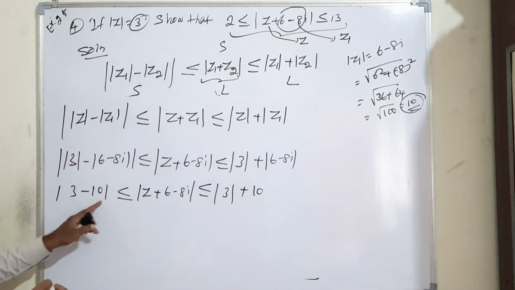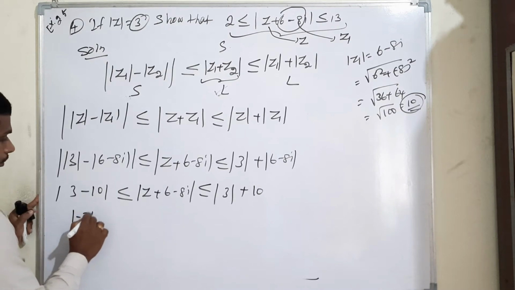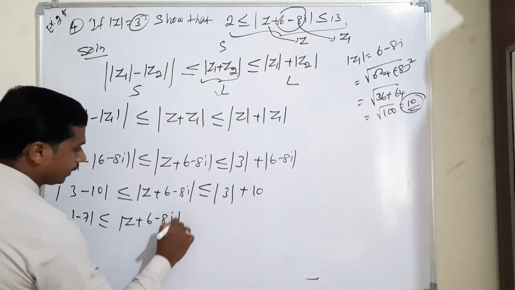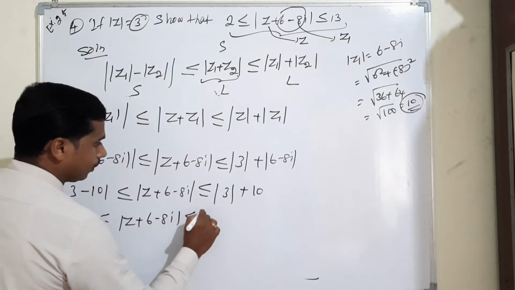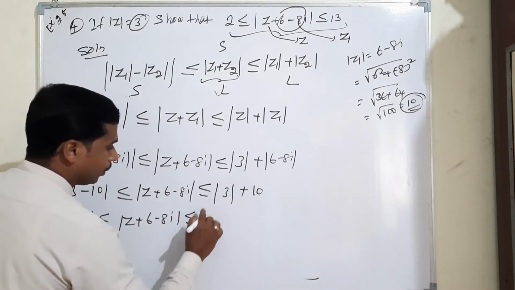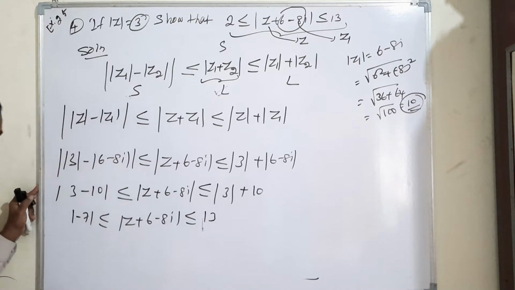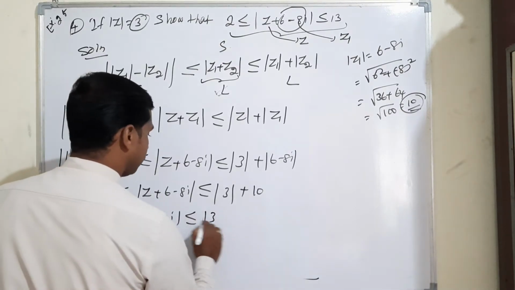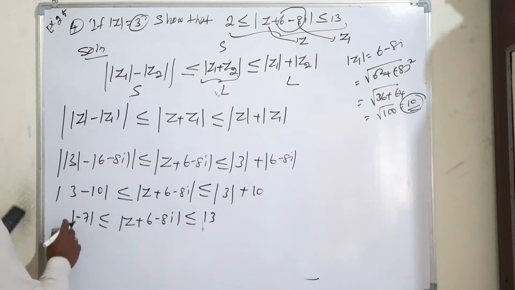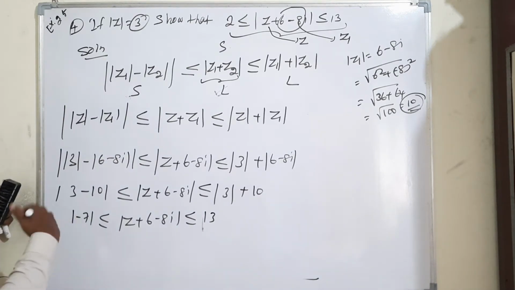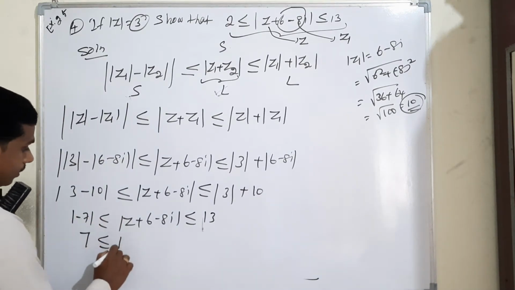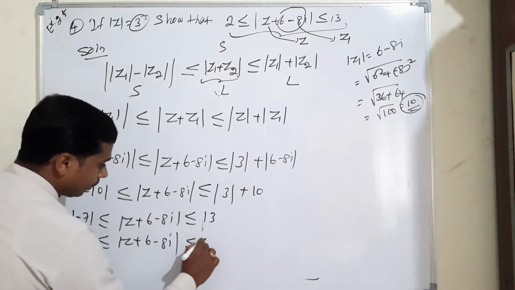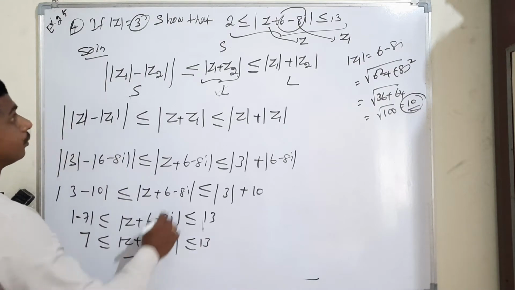Now 3 minus 10 means minus 7, which is less than or equal to z plus 6 minus 8i, which is less than or equal to 10 plus 3; no need for modulus, directly we can write positive 13. If you remove the modulus, the different sign will be positive. So 7 is less than or equal to modulus of z plus 6 minus 8i, which is less than or equal to 13. This is our proof, isn't it?